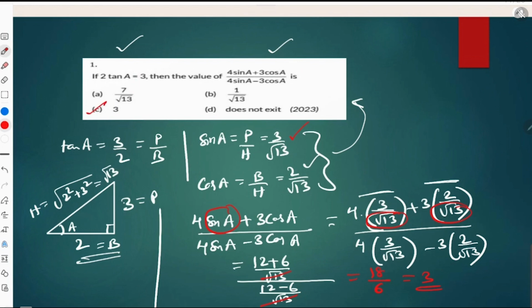So just remember what is tan theta, sin theta, cos theta: tan theta is perpendicular by base, sin theta is perpendicular by hypotenuse, cos theta is base by hypotenuse. Remember the definitions and the three identities. If you remember three identities, you can solve all the questions in that CBSE.